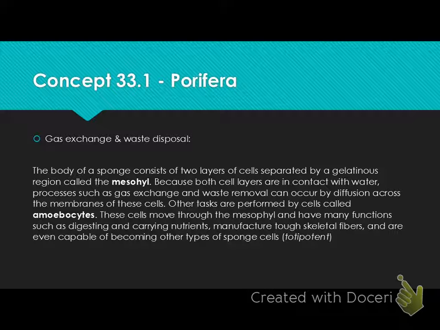So gas exchange and waste disposal. The body of a sponge consists of two layers of cells separated by a gelatinous region called the mesohyl. Because both cell layers are in contact with water, processes such as gas exchange and waste removal can occur by diffusion across the membranes of these cells. Other tasks are performed by cells called amoebocytes. These cells move through the mesohyl and have many functions such as digesting and carrying nutrients, manufacturing tough skeletal fibers, and are even capable of becoming other types of sponge cells.